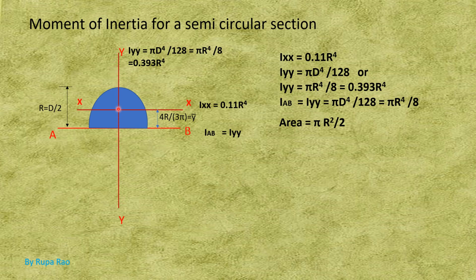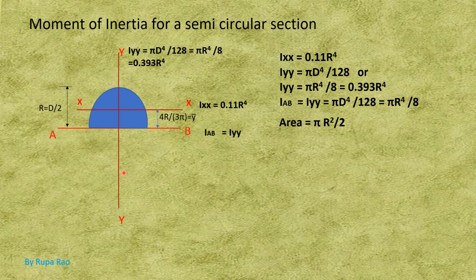Now the centroid of a semicircle, this axis XX is at a distance of 4r upon 3 pi from the axis AB, and this height here will be the radius of the circle, that is equal to d by 2. Now if I want the moment of inertia about the axis XX, the standard formula is 0.11 r raised to 4. This is the moment of inertia about this horizontal axis which is parallel to this base AB or the diameter. So moment of inertia is 0.11 r raised to 4.